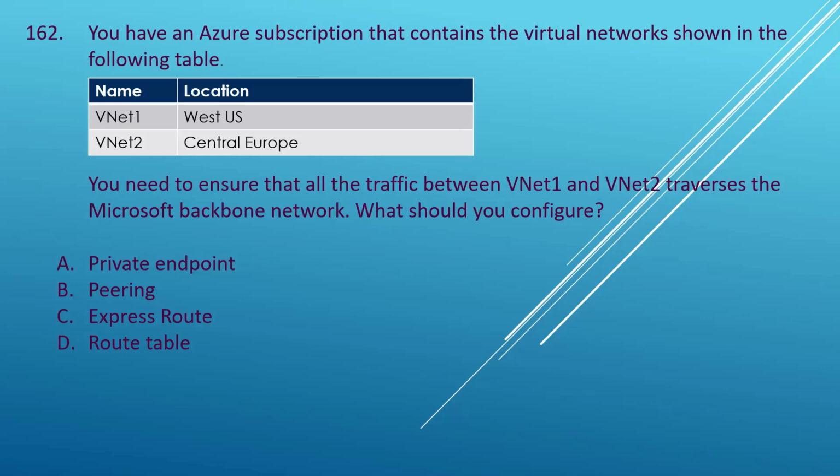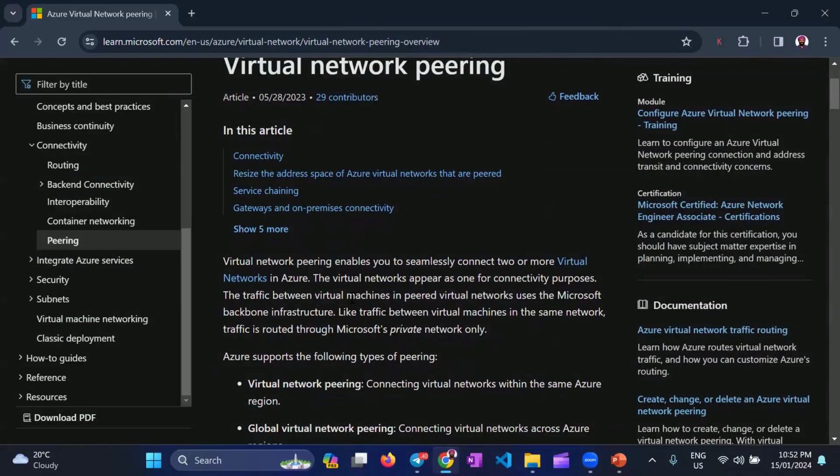And you should configure peering in this case. As you can see in the Microsoft documentation, virtual network peering enables you to seamlessly connect two or more virtual networks in Azure. The virtual networks appear as one for connectivity purposes. The traffic between virtual machines in peered virtual networks uses the Microsoft backbone infrastructure. Like traffic between virtual machines in the same network, traffic is routed through Microsoft's private network only.